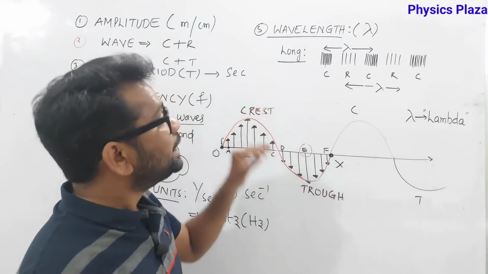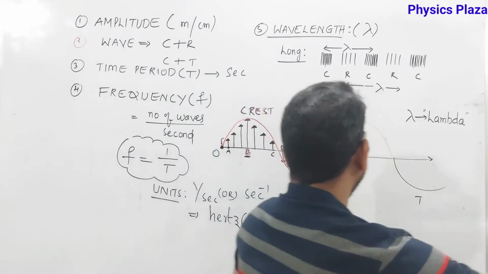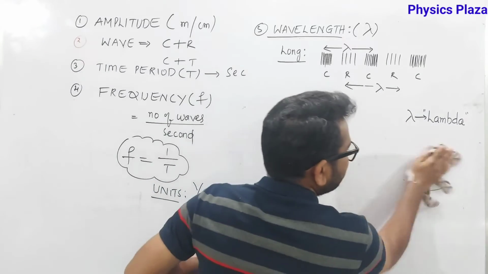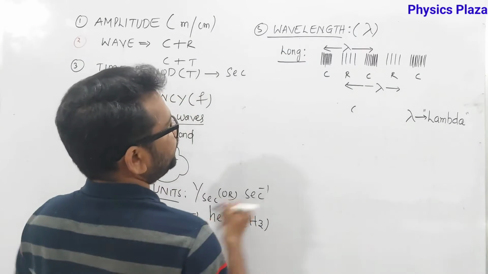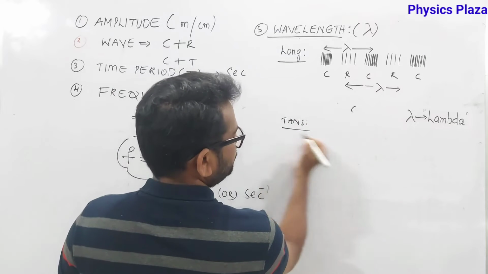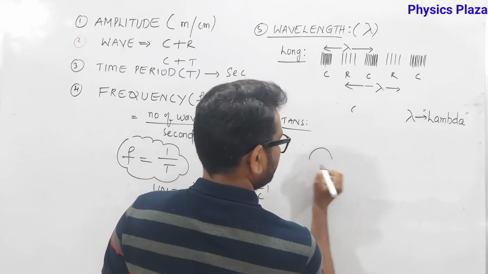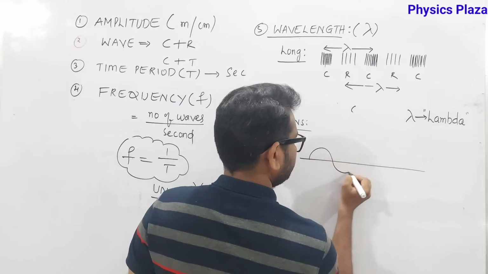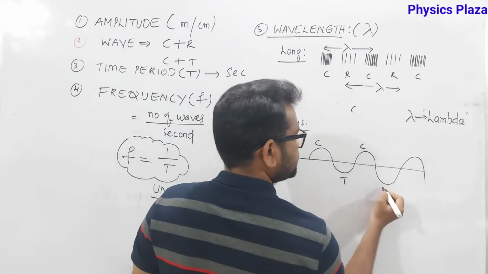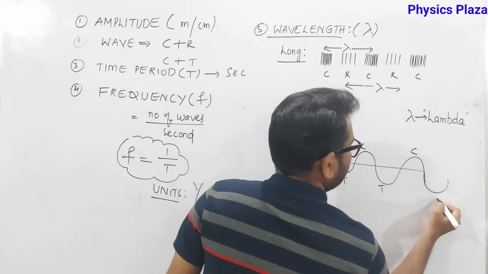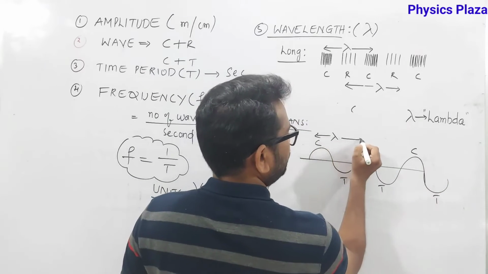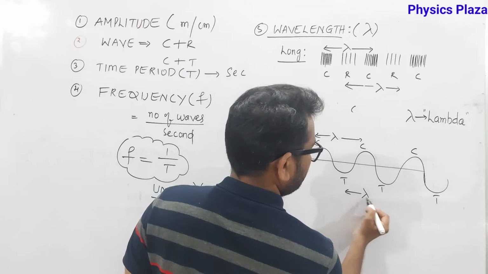But how do we define it in terms of a transverse wave? Children, let me erase this so that we will have enough space to discuss. So here, how will we represent the transverse wave? It's a wave propagating. So this is a crest, trough, crest, trough, crest, again trough. You can take either two successive crests or two successive troughs, and that is called lambda.